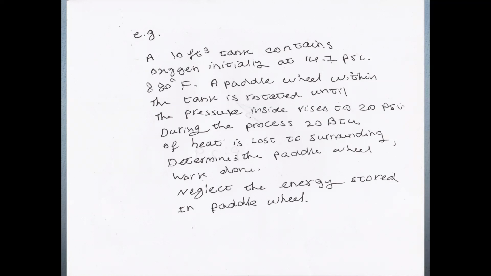Oh, it loses that much heat. 20 BTU of heat is lost to surrounding. That's the heat loss. We want to determine paddle wheel work done. We are looking for work of paddle wheel. So in the previous example, we had the work and we were looking for heat transfer. In this case, we have the heat transfer, we are looking for work.